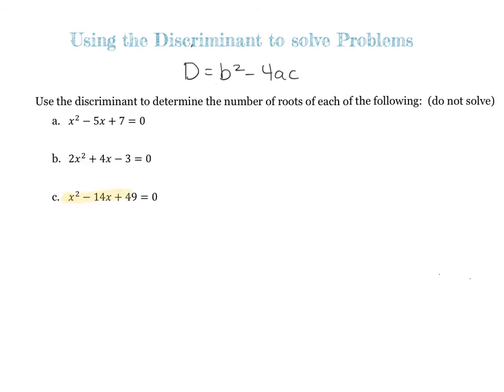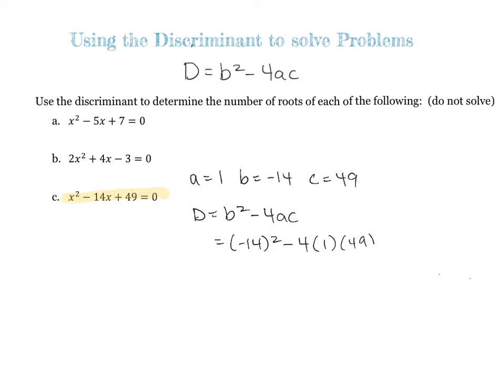Finally, looking at our last example, we have a equals 1, b equals negative 14, and c equals 49. When we find our discriminant, b squared minus 4ac, we have negative 14 squared minus 4 times 1 times 49, which equals 0. So in this case, since our D equals 0, we have one real root, or two same roots.